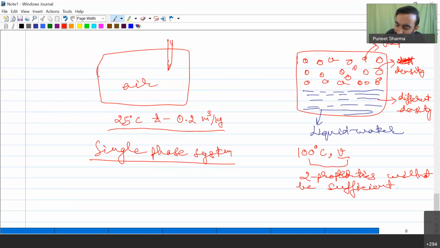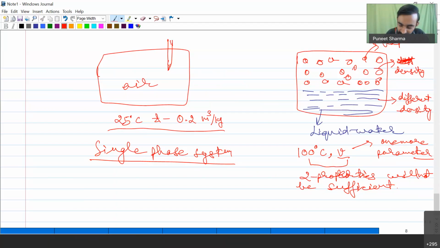Okay, so we require one more, an additional parameter, to specify the state. That additional parameter may be what fraction of liquid we have or what fraction of vapor we have. So an additional parameter is required to specify the state of the system if phase transition is involved. Okay, that is what we will see in our next module, when we will be discussing the properties of pure substance.